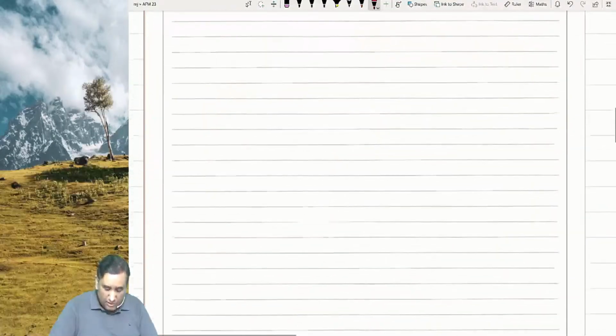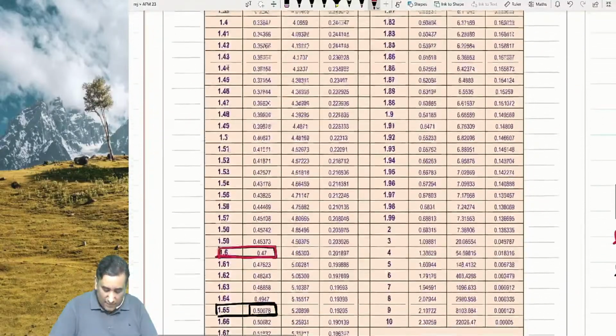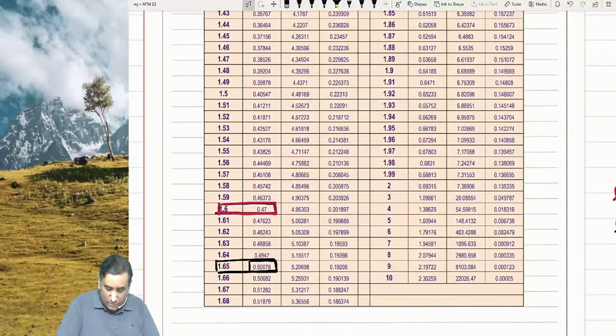I'm just down below and I have picked up a rate. The x value I picked up is 1.6, and in front of the natural log you have what? 0.47. Fine. 1.6.